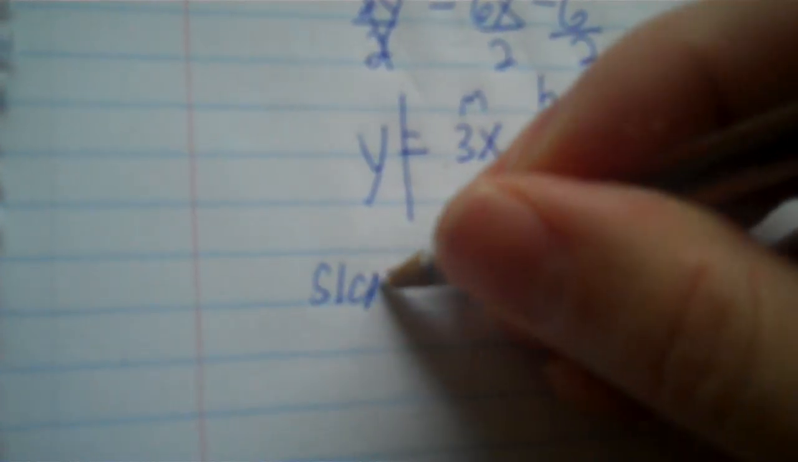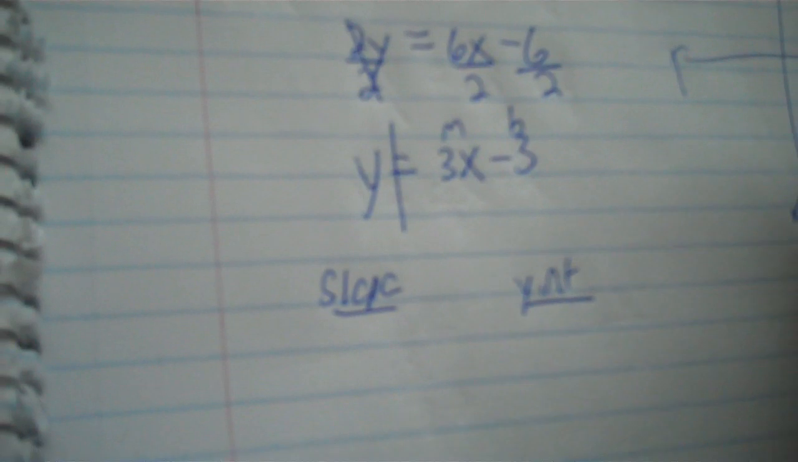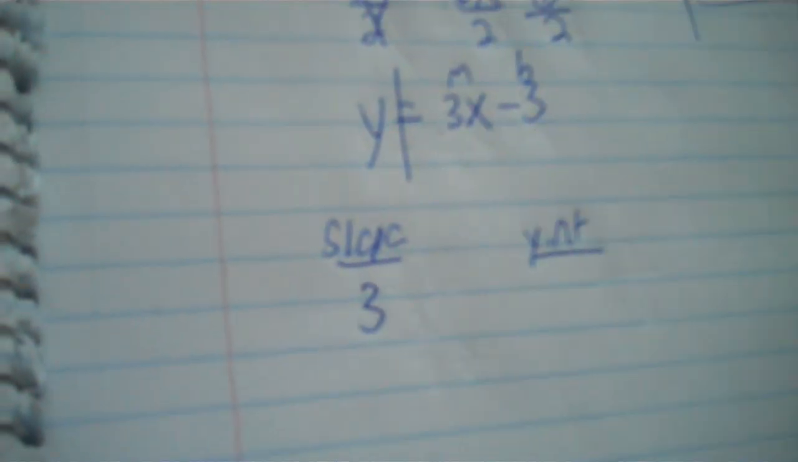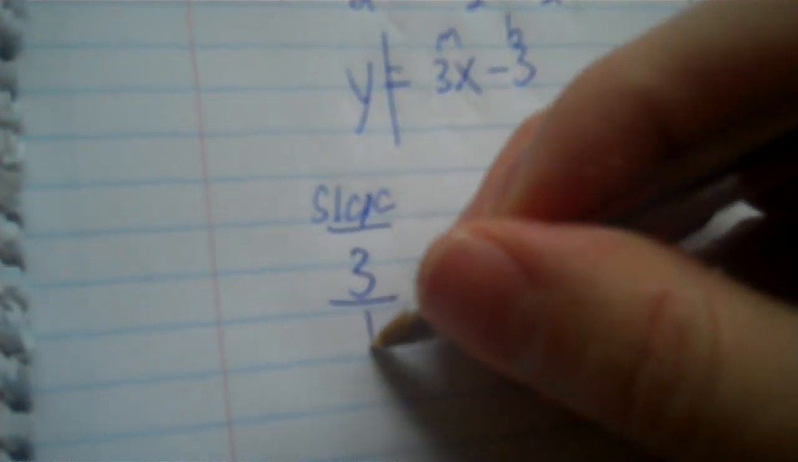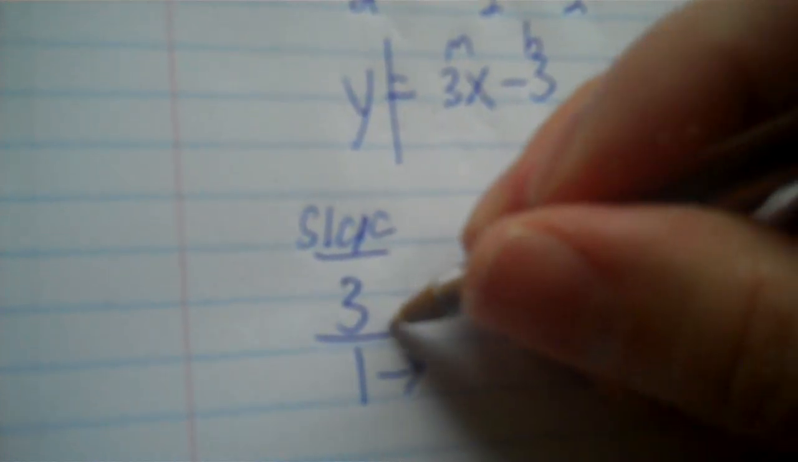So slope, y-int. Okay, so the m is my slope, but I need that to be a fraction, so I put a 1 under it, and then minus 3 is a y-intercept. So I graph my y-intercept first. Minus 1, minus 2, minus 3. I go forward 1, up 3. So 1, 2, 3, forward 1.